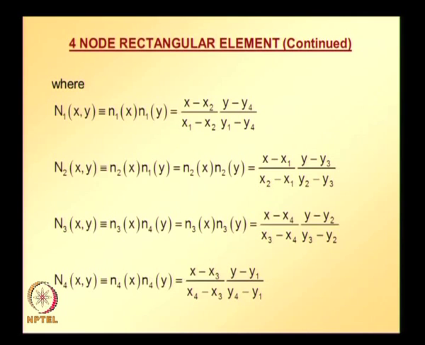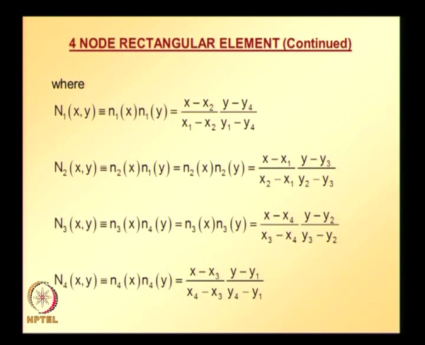It can be easily observed that all of these shape functions, let us say N1, is going to be equal to 1 at x equal to x1 and y equal to y1, and it is going to be equal to 0 at all other locations. Similarly, N2 is going to be 1 at x equal to x2, y equal to y2, and it is going to be 0 at other nodal positions.